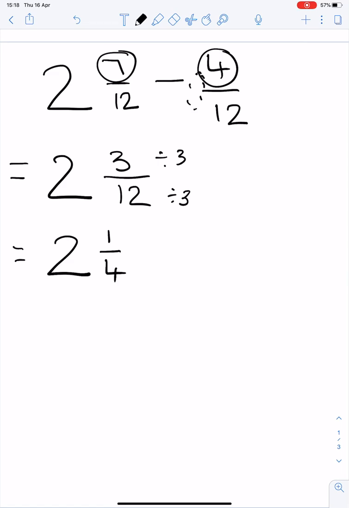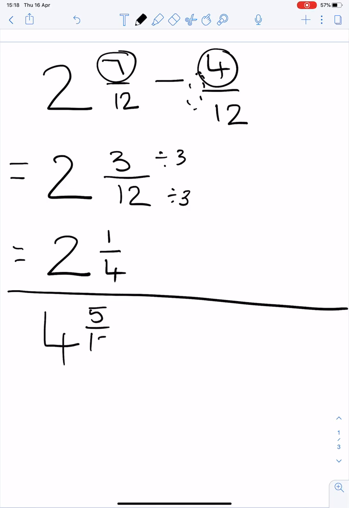If we move on to example 4, the sum is 4 and 5 over 12 minus 2 and 7 over 12. Now straight away we can see a problem. 5 is too small to subtract 7. So we're going to need to borrow from the 4 to make the 5 a bigger number.